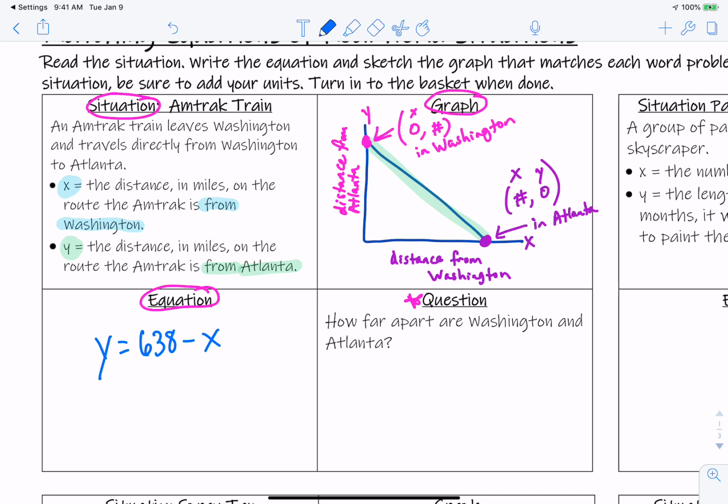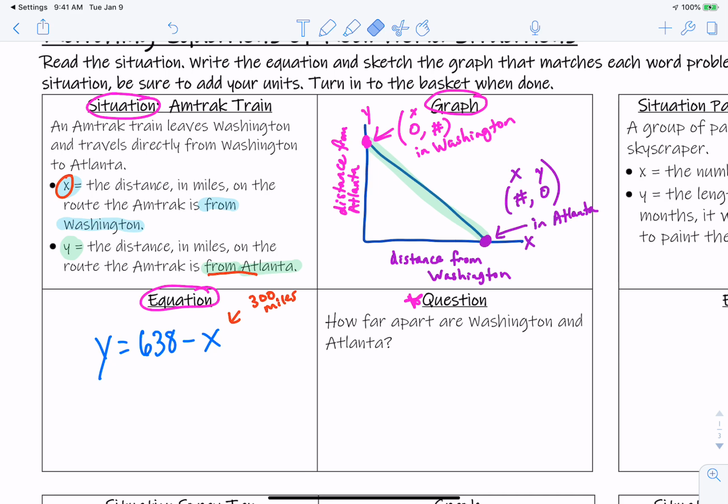It's kind of like a process of elimination. You're going to have to think about some different things, and maybe think about what you can plug in to try to make sense of it. Let's say I estimate that they are 300 miles apart. I can do an input for x and say the distance in miles from Washington is 300. If I plug that in, that would tell me that I still have 338 miles from Atlanta. So it does sound like this one could work as far as the reasoning of it.